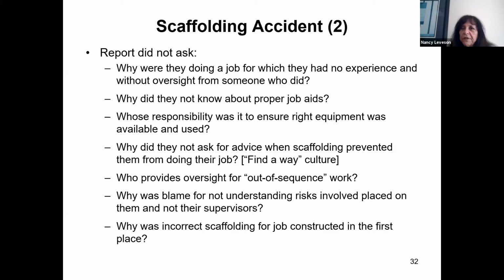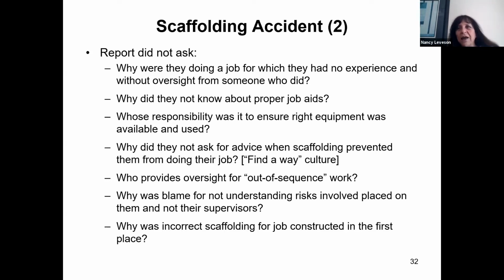Well, if that's your biggest fear, why isn't there someone providing oversight? If you know that's really dangerous, why were these people just doing this work without anybody overseeing what they were doing? Why was blame for not understanding the risks involved placed on them and not their supervisors? The report says, well, it's their fault for not knowing what the risks are. Wait a minute. It's not the worker's job to do hazard analysis. That's not what they're trained in.